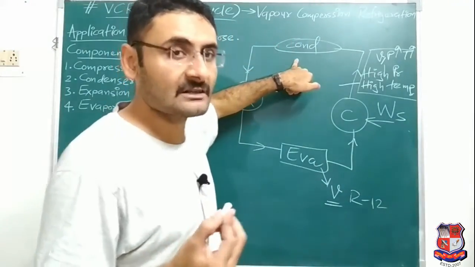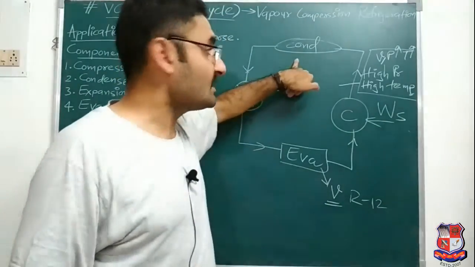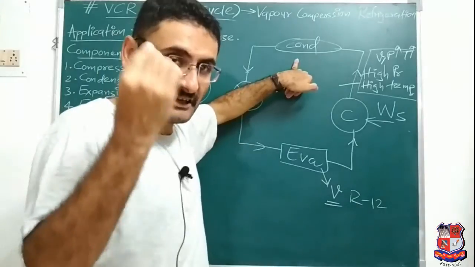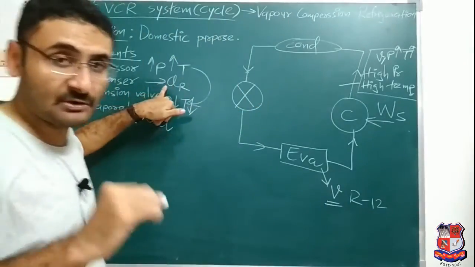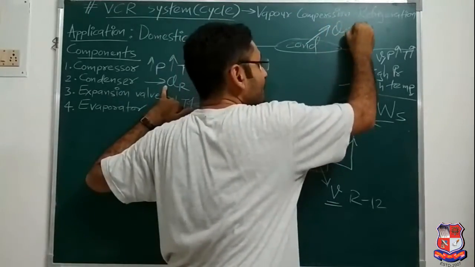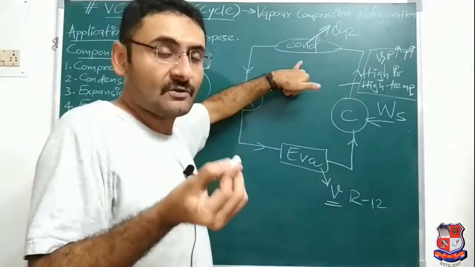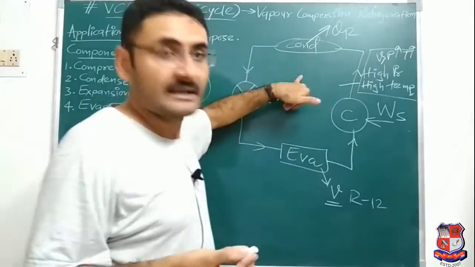So in the condenser, what happens? The condensation process takes place. Due to the condensation process, the high temperature refrigerant will reject the heat. So I will make one arrow like this: Q means heat, R means rejected. That means in the condenser, that high temperature vapor will reject its heat.